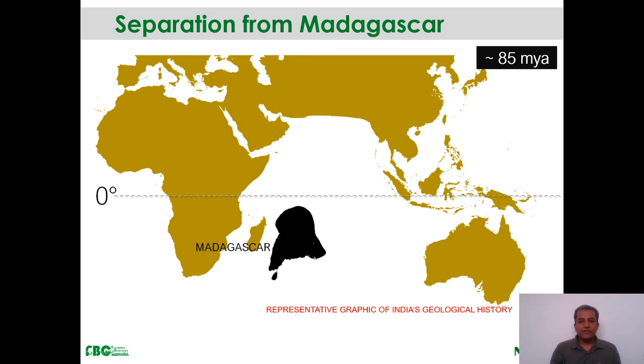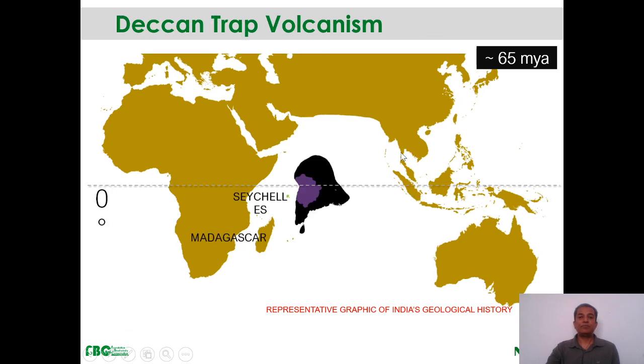And this is something very, very interesting. This is the landmass which started drifting. This entire landmass was wet evergreen forest. Imagine, this is really very interesting. So when India started drifting from Africa, this entire landmass was wet evergreen forest. And this is another very, very important event in the history of India, the biogeographic history of India.